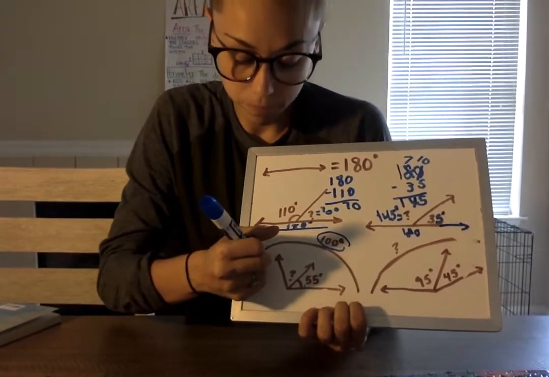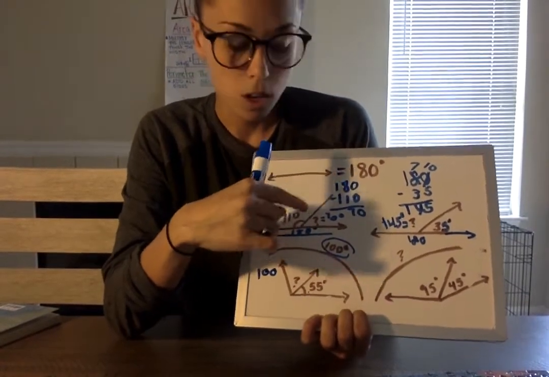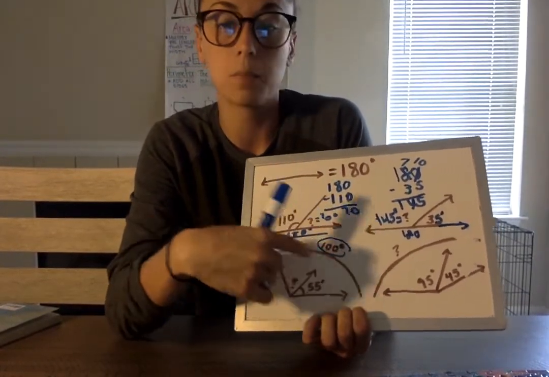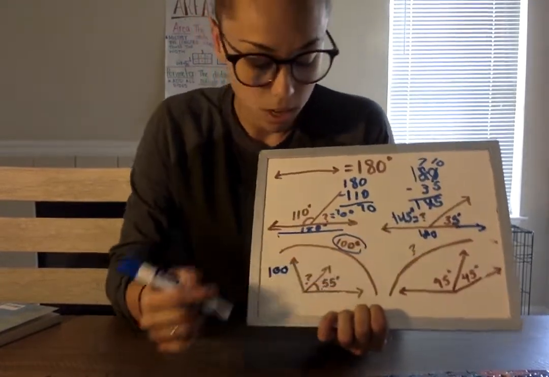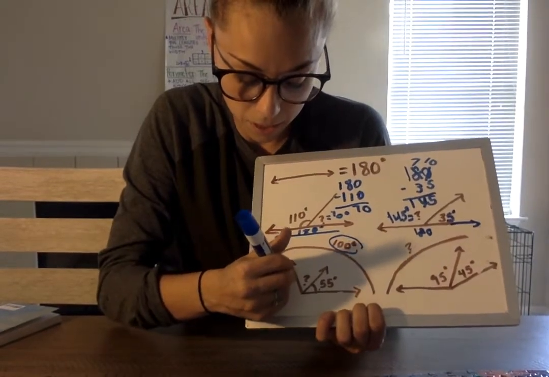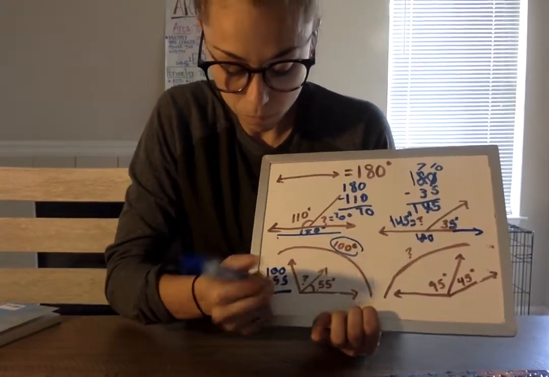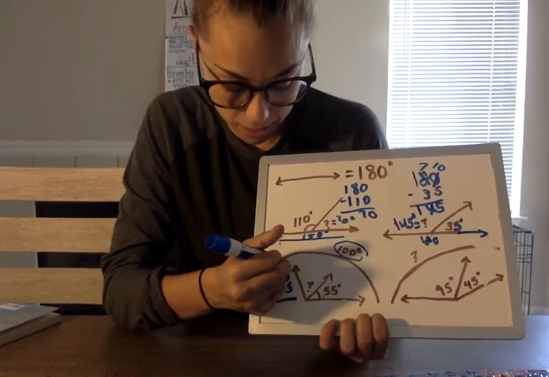So we're going to do the same steps as we did above, but instead of using 180, we're going to use 100 because that's as big as this angle can go. It tells us that this obtuse angle is equal to 100. So we'll do 100 minus 55. We know that we can't do 0 minus 5, so cross that out, make it a 10.